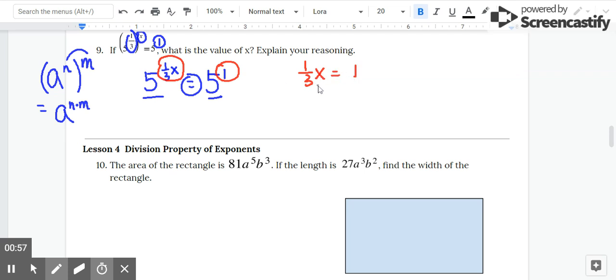And how can I isolate x? We only need x. So times by 3 and times by 3. So 1 times 3, it's 3.